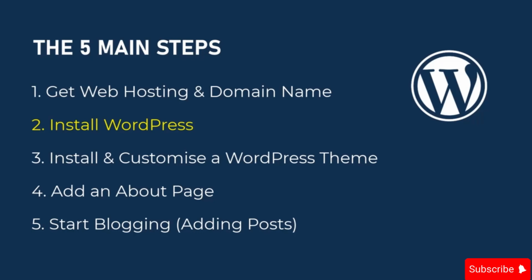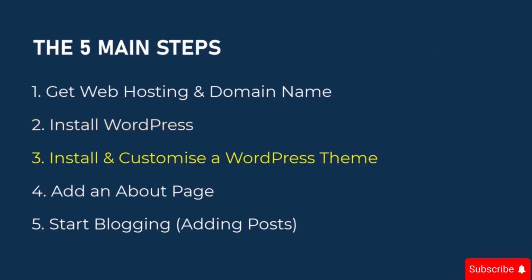Then once we've installed WordPress, we're going to move on to the third step, which is installing and customizing a WordPress theme. This is going to change the entire look of our WordPress site and make it more like the blog we're trying to build. Then we're going to move on to step number 4, which is adding an about page. This is where we can tell our readers who we are and what they can expect from our blog.